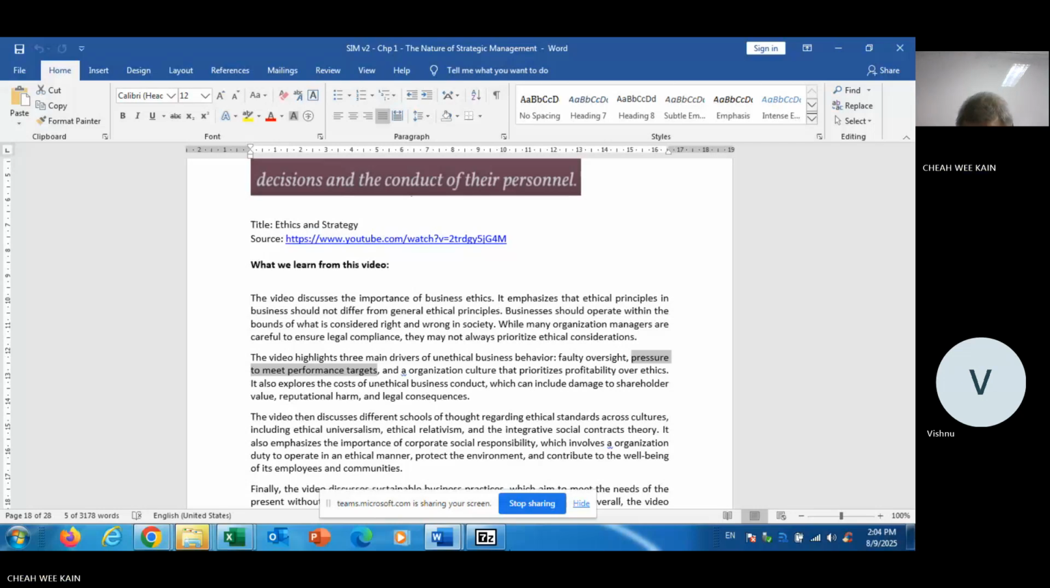Okay? Now, an organization that prioritizes profit over ethics. Now, I say it is important for an organization to make profit, but you must do it ethically as much as possible, right? So, I'll give you an example.